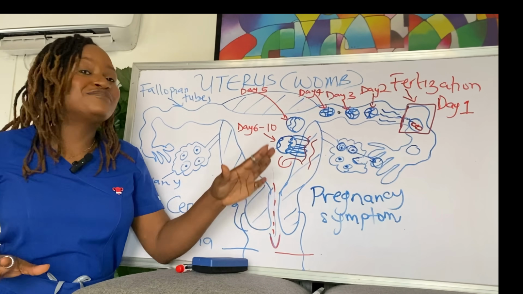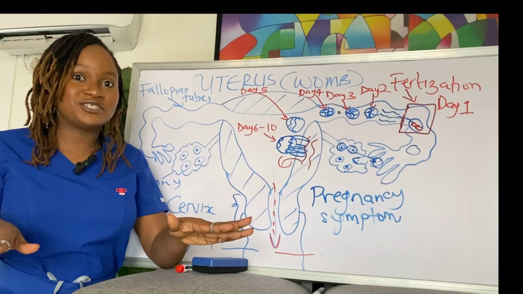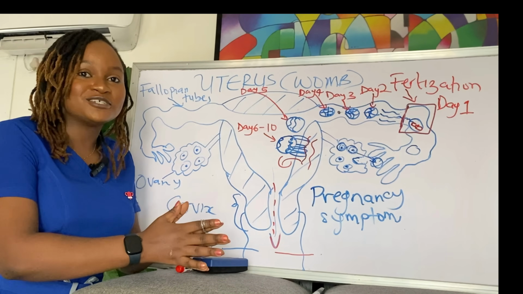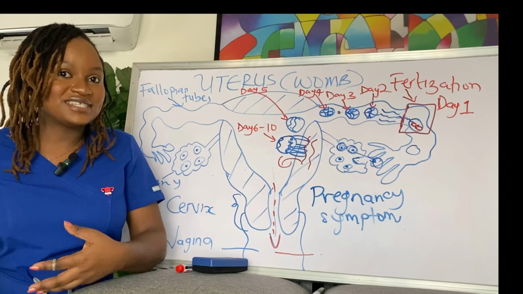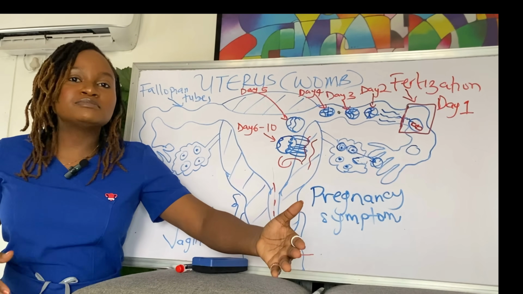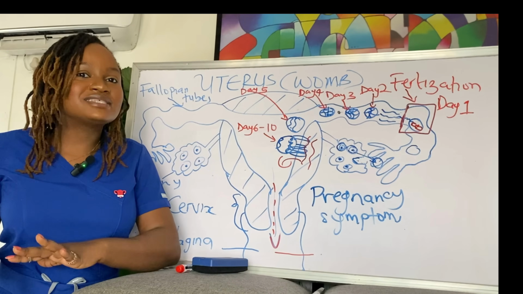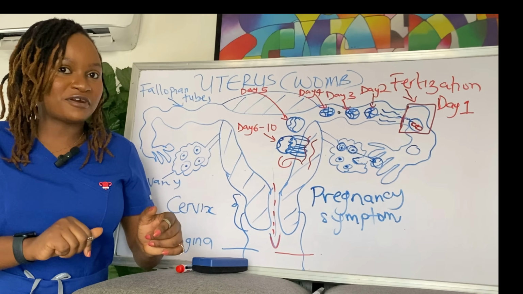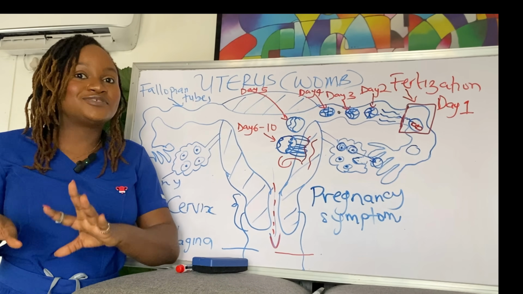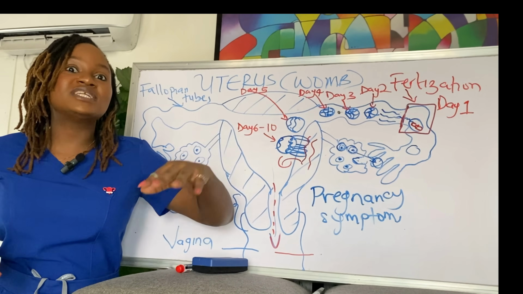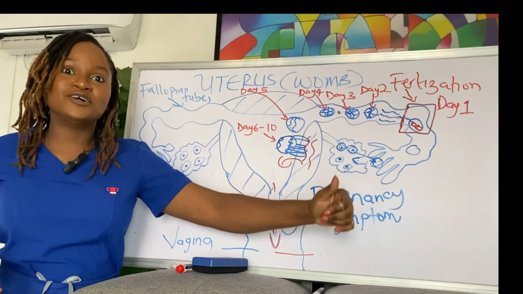So for women that usually have these symptoms after ovulation, how to differentiate the pregnancy symptoms from the ovulation symptoms is to compare the differences. Okay, am I having these same symptoms I have during ovulation plus implantation bleeding? Am I having the same symptoms plus implantation cramps? So these are the little ways you can differentiate the pregnancy symptoms from the ovulation symptoms if you're someone that has these symptoms after ovulation as well.